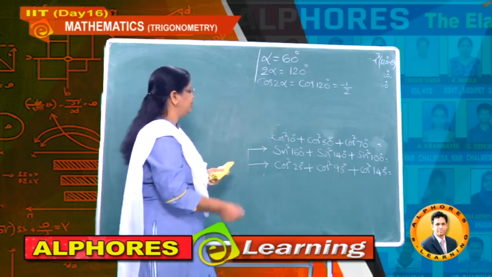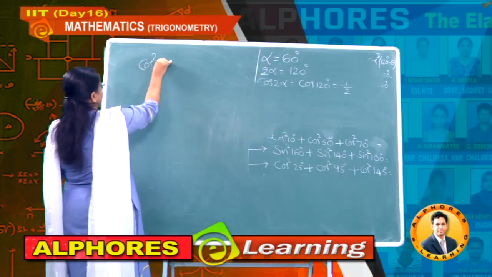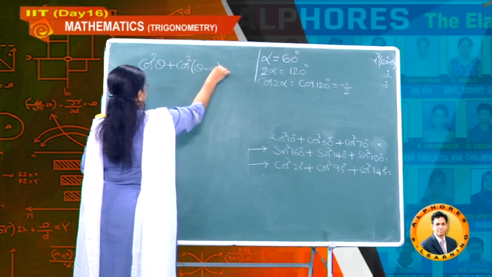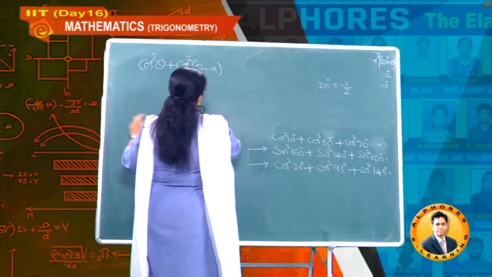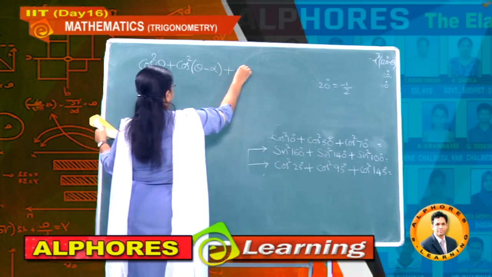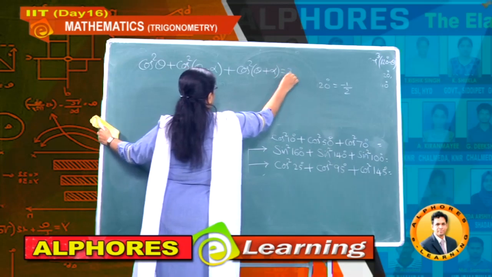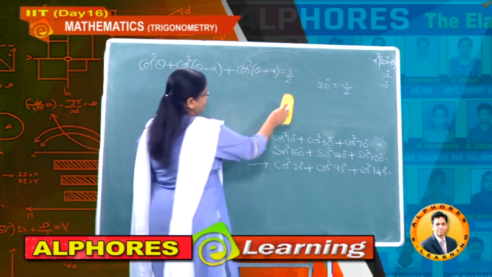So what formula did we apply here? Cos square theta plus cos square alpha minus theta or theta minus alpha, and plus cos square alpha plus theta or theta plus alpha. So what about your value here? It is nothing but 3 by 2. Now this value alpha, already we said any of those 4, 60, etc.